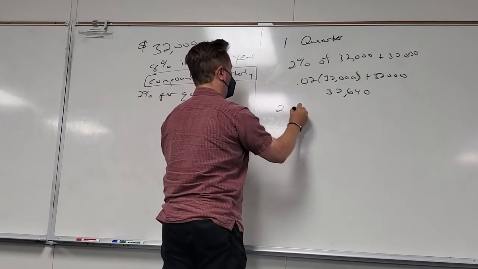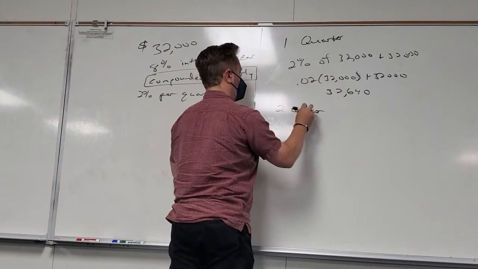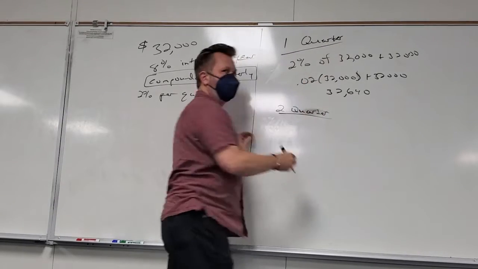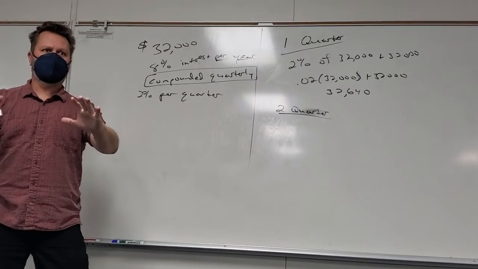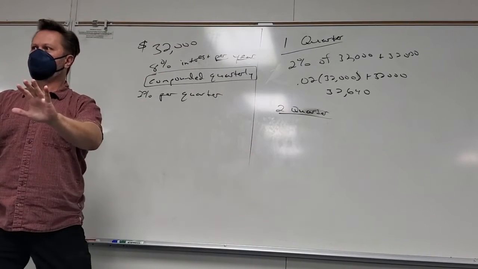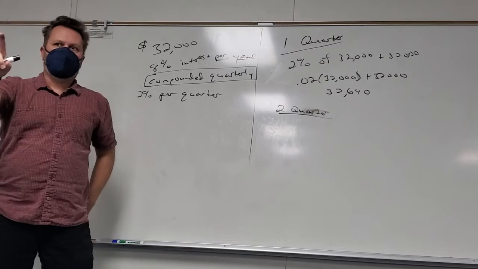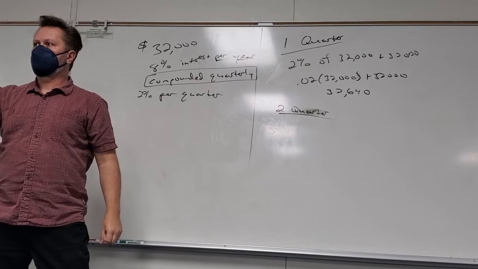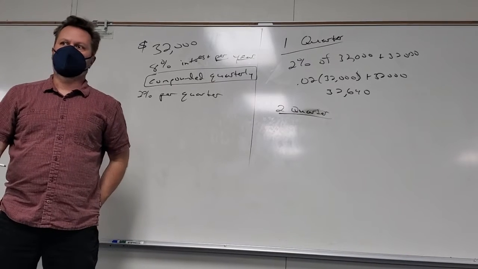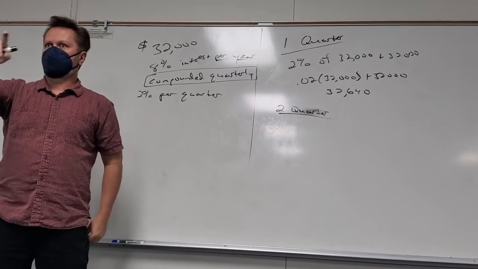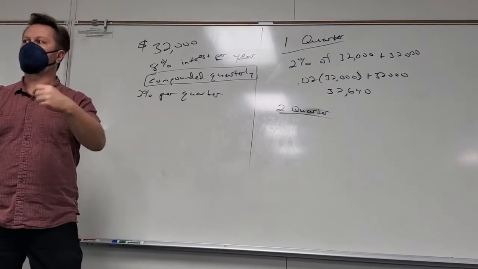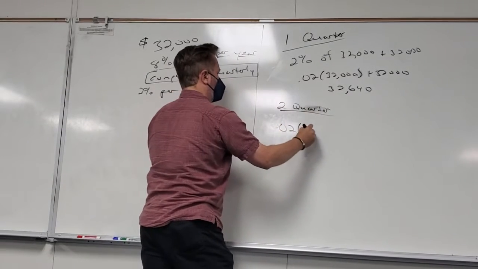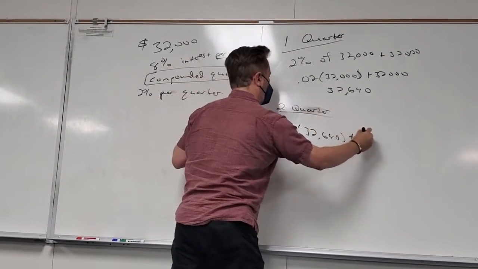If I let another 3 months go by. Stay with me. I know this is even more boring than I normally am. But just stay with me. If I let one more quarter go by, I'm going to do the same work. It's just how much money am I operating with now? This is basically what you were just asking. How much money am I going to do 2% of now? How much money is in the account now? This much. So I'm going to do 2% of this and add it to it.